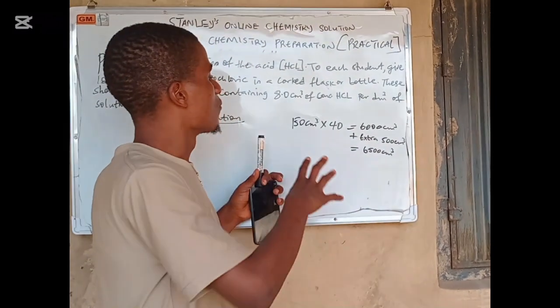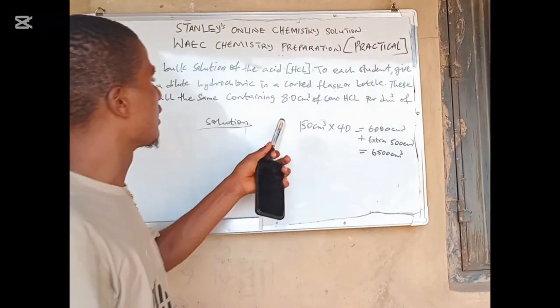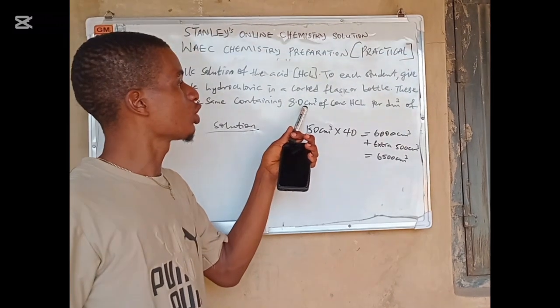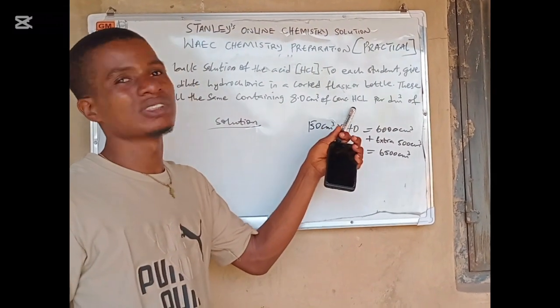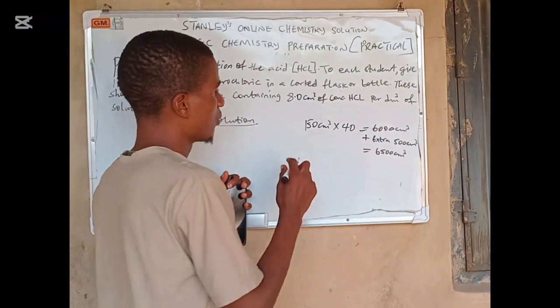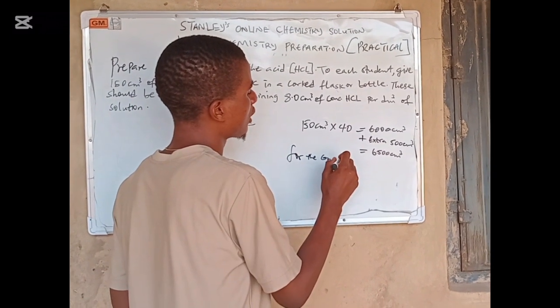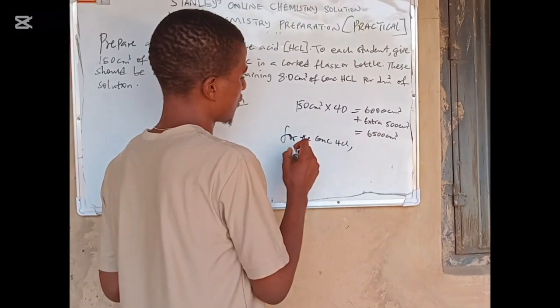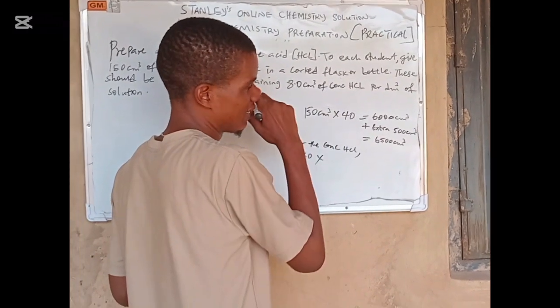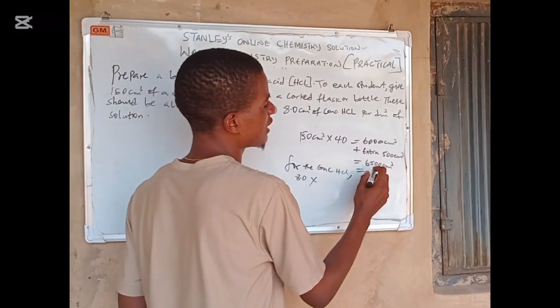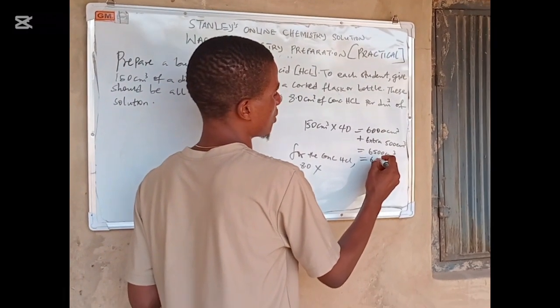Now after doing that, then they say that the solution will contain 8.0 cl cube of concentrated HCl. Now for the conc HCl, 8.0 times, now 6,500 cl cube is equal to 6.5 dm cube.